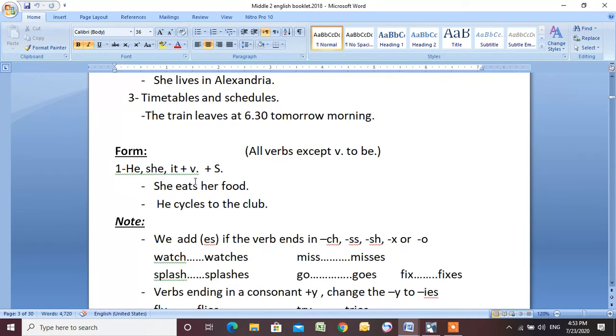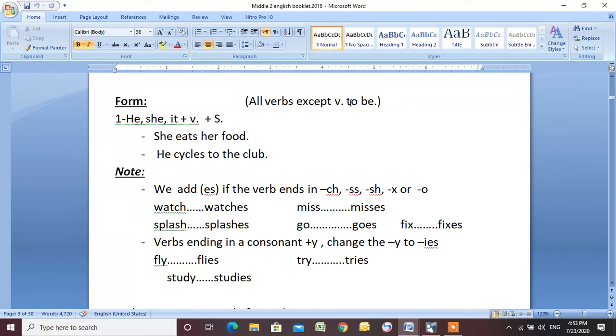How can I form the present simple tense? With he, she, it, I put the verb plus s. So I can say she eats her food. He cycles to the club. And of course, we will talk about verb to be in a minute. We add es if the verb ends in ch, double s, sh, x, or o.